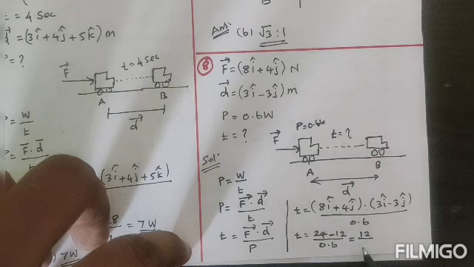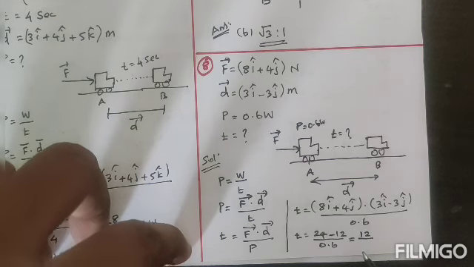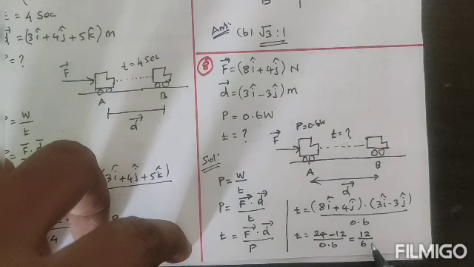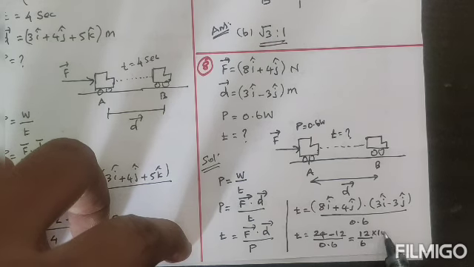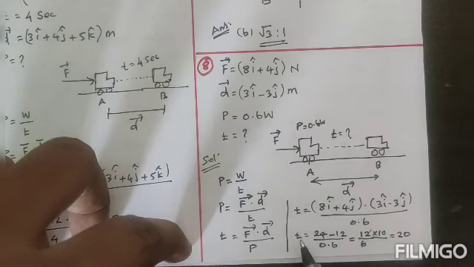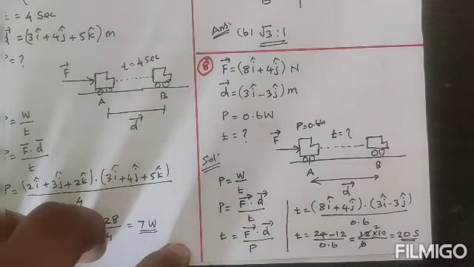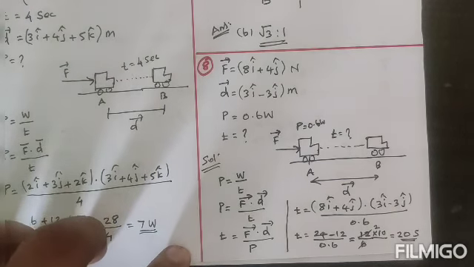So 12 divided by 0.6. 0.6 we can write as 6 into 10 power minus 1. 10 power minus 1 moving to the numerator becomes 10 power plus 1, that is 10. Here 1 time, here 2 time, so 2 into 10 is equal to 20. The time unit is second, so 20 second. This matches with option A.